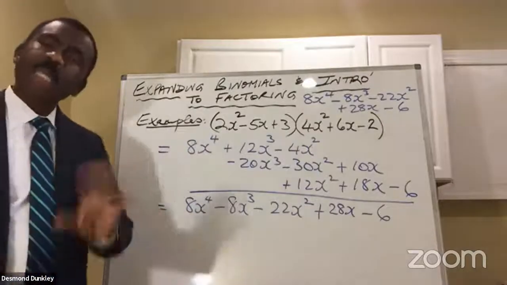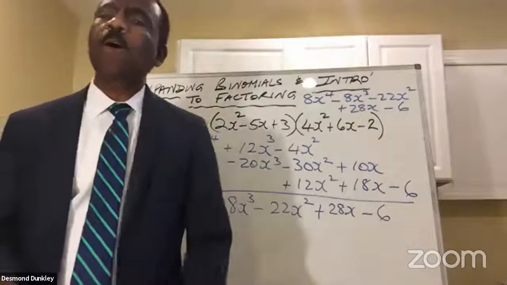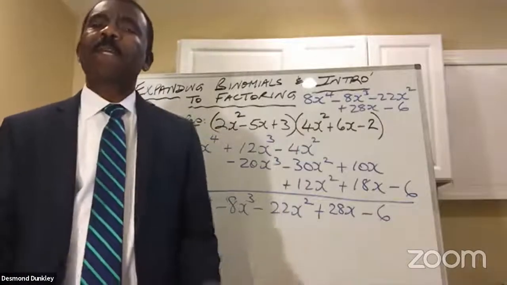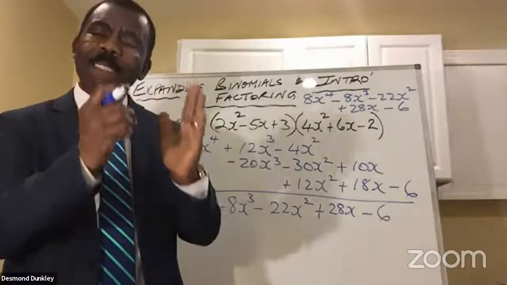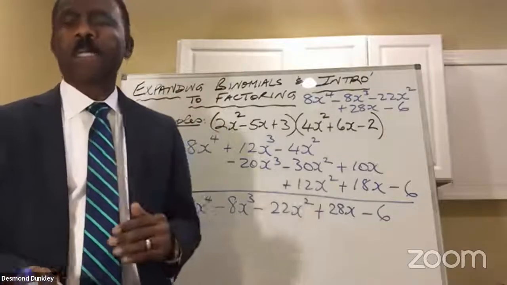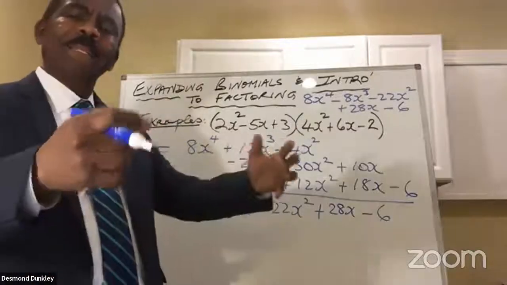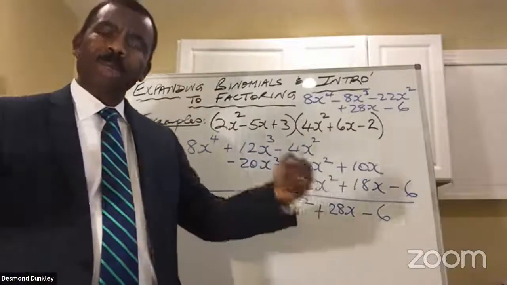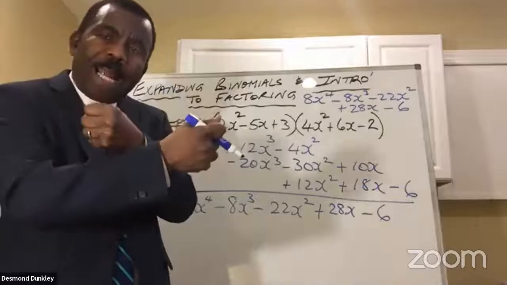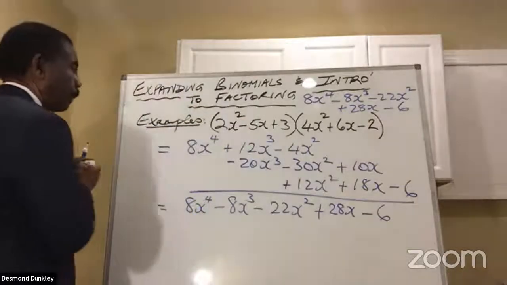Okay? So that is for expanding, and it doesn't matter how many terms or how many sets of parentheses you have. Just go step by step, by step, by step. It will work out at the end. Okay? So now we have expanded. Now we want to factor, which is to combine, bring it into parentheses.